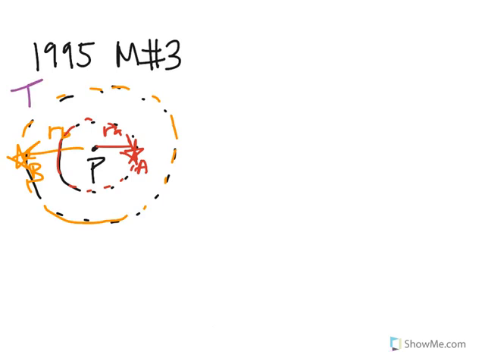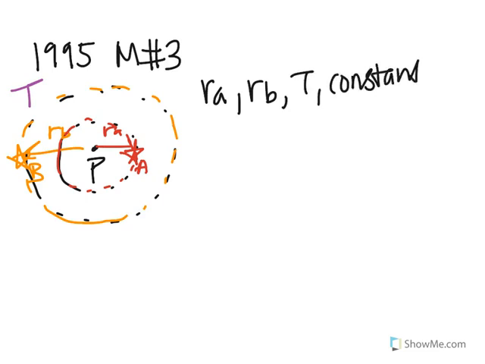For parts A through C, they ask us to determine expressions in RA, RB, T, and fundamental constants. So let's start with A. A asks us to determine the centripetal acceleration of star A.